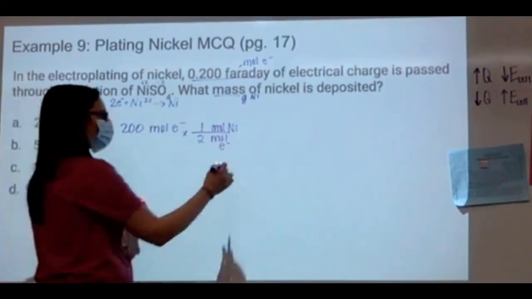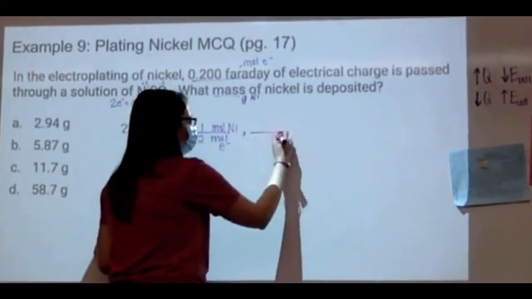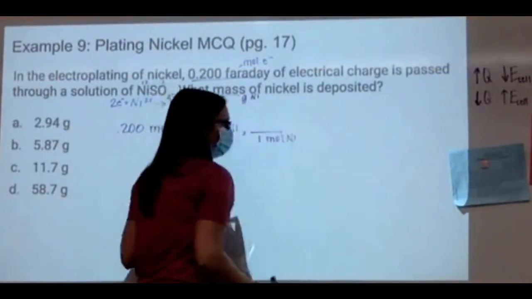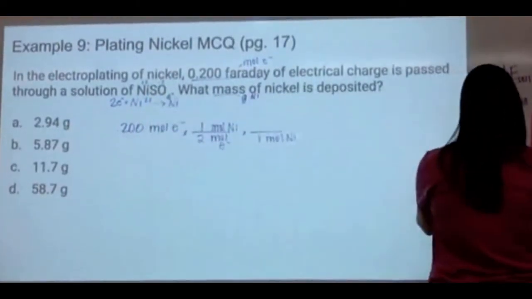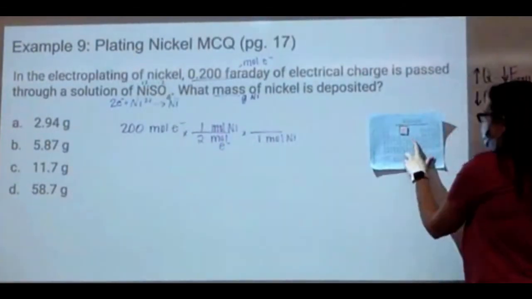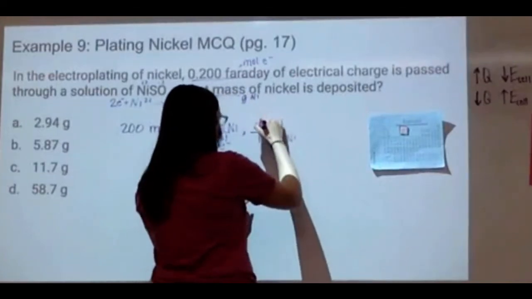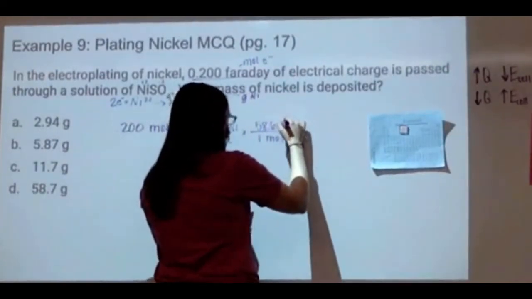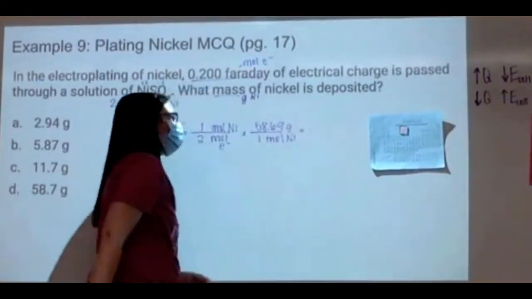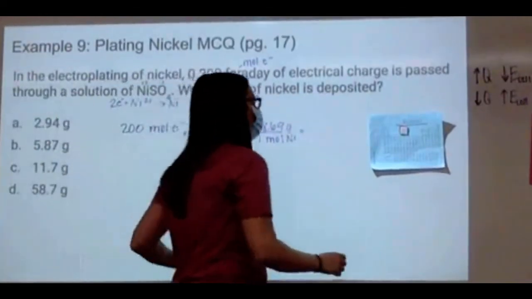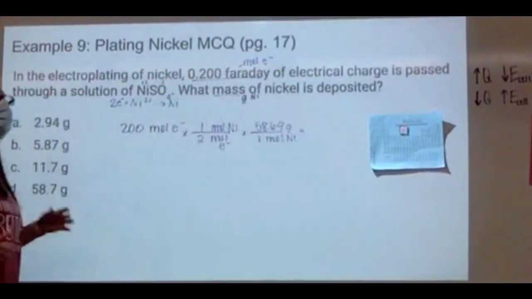And then it wants grams. So for 1 mole of Ni, if we take a look at the periodic table, nickel is atomic number 28. It's 58.69 grams. Now again, this is multiple choice, so no calculator. Here's how we can do this without a calculator. We cancel where we can.